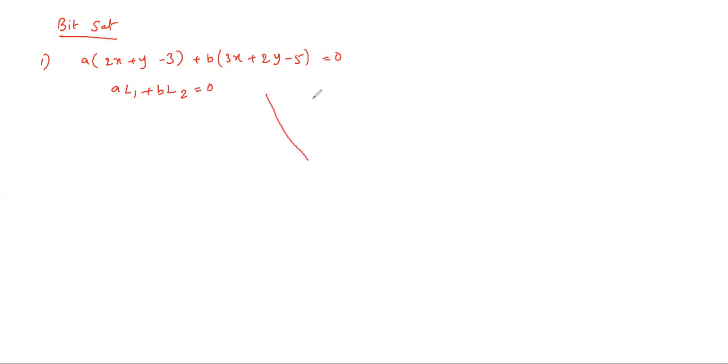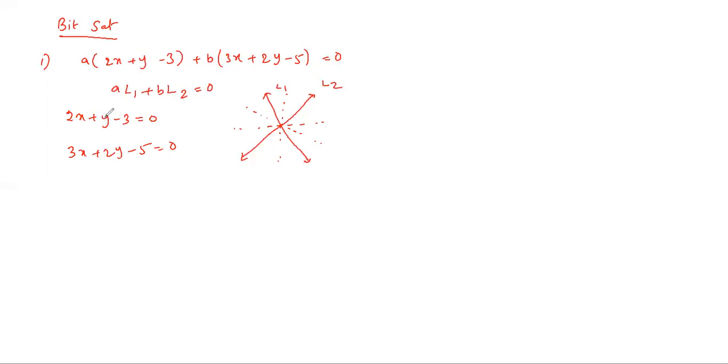This system represents a system of concurrent lines passing through the point of intersection of L1 and L2. There exist infinite lines passing through this point of intersection. So all these lines we will get by giving different values of a, b. All these lines pass through the same point of intersection of L1 and L2. So first we have to solve for L1 and L2. The first line is 2x + y - 3 = 0, and the second is 3x + 2y - 5 = 0.